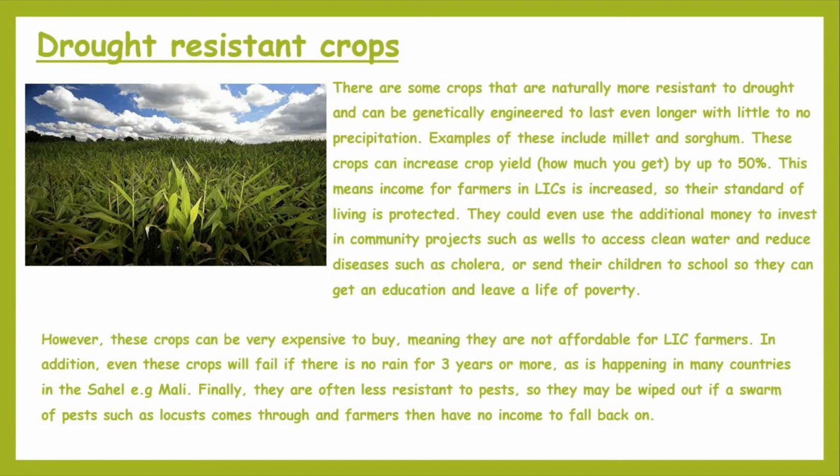It's fields and fields and fields of the same crop, which isn't very good for the environment, and they can be more susceptible to being wiped out by pests. So if a swarm of locusts or something came through here, you're probably going to lose the lot. And farmers in LICs tend to, as it were, put all their eggs in one basket. This will be their only cash crop. So if it gets wiped out, they've got nothing to fall back on. Pause the video here a minute. Use this slide and what I've just said to help you fill in the next row of the table.